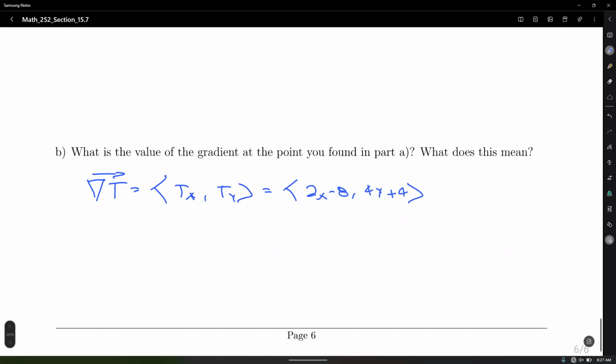So, they're asking us to evaluate the gradient at the point, what was that? 4 comma negative 1, right? So substitute, what are we going to get? 2 times 4 minus 8, 4 times negative 1 plus 4. What do we get? Don't we get the 0 vector?